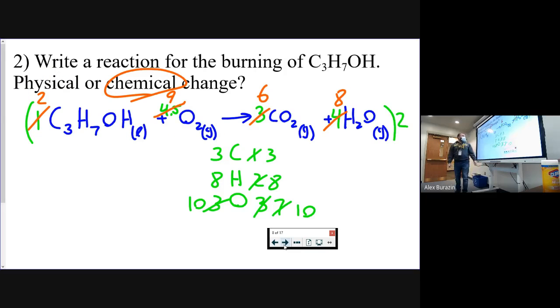Chemical changes change what you have. I have propanol, I have oxygen, and that is now changing into completely different substances, carbon dioxide and water. Okay? I think you know all that. That sounds like all review for where we're at in our science, but just making sure, right? Let's keep going.